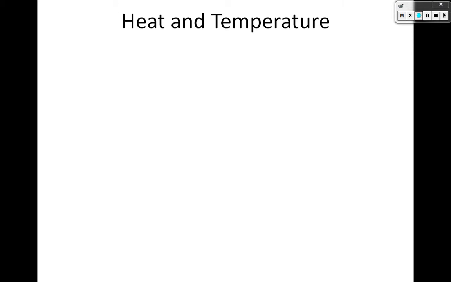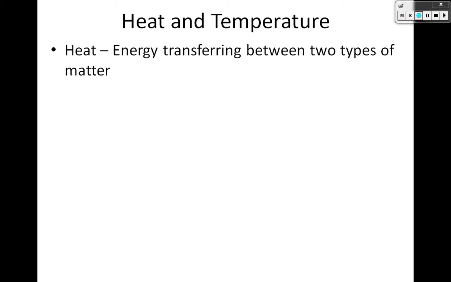All right, so let's first talk about heat and temperature. Heat is energy transferring between two types of matter. So when we're talking about heat, we're talking about energy. If you remember, matter is anything that has mass and has volume, or takes up space, and is made of particles. Energy doesn't have any of those. It doesn't have mass, it doesn't take up space, it's not made of particles, but it's still very important in our world, right? Light, for example, is energy. If there were no light, we wouldn't be able to see.